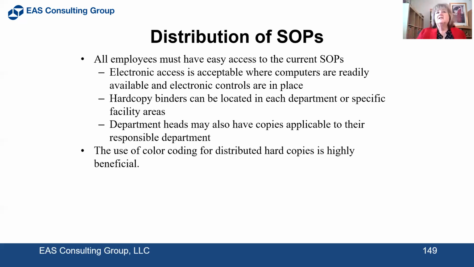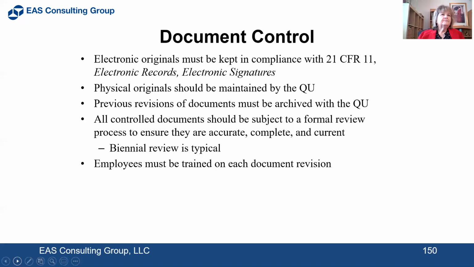Hard copy binders can be located in each department or specific facility areas. And department heads may also have copies applicable to their responsible department. Use of color coding for distributed hard copies is highly beneficial. So you have the original hard copy signed to be one color, and then all the copies are blue or something else. That way you can see right away from across the room what its status is.